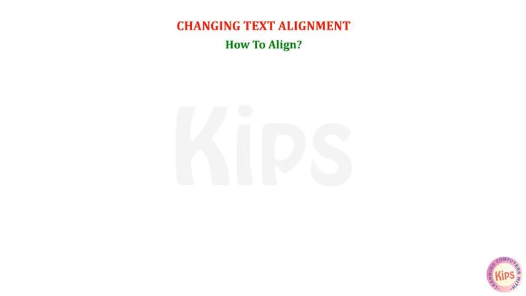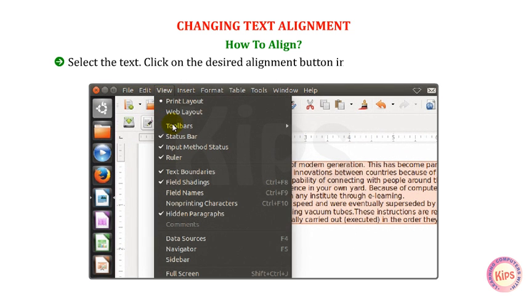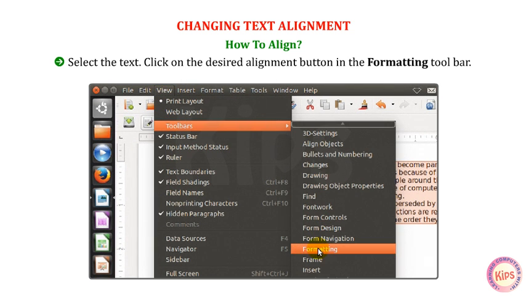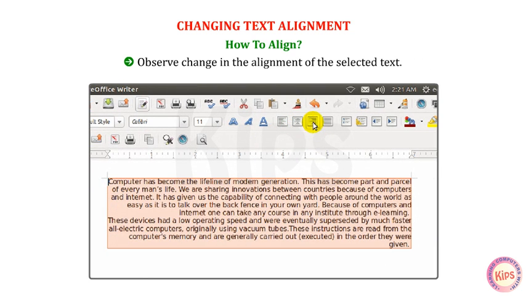How to align. Select the text. Click on the Desired Alignment button in the Formatting toolbar. Observe the change in the alignment of the selected text.